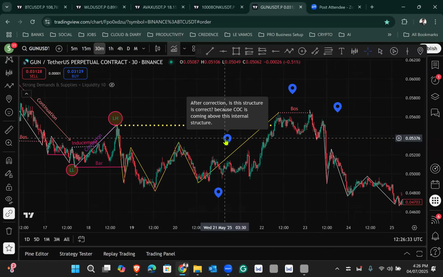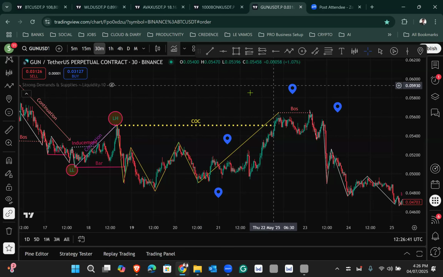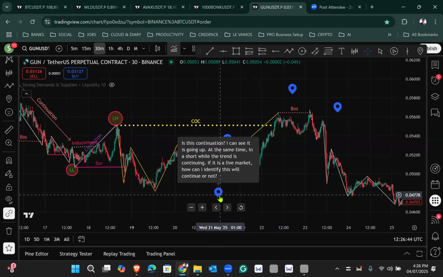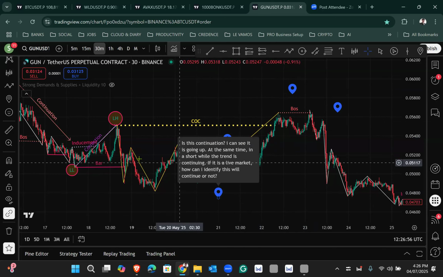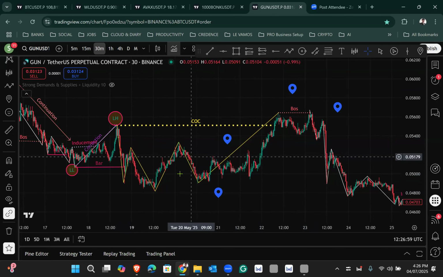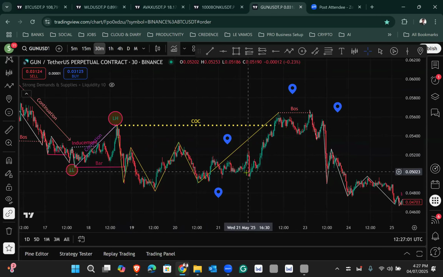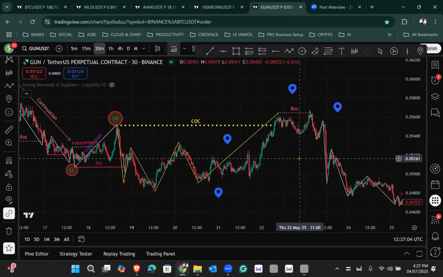Let me see what this note I mentioned here after correction is. Is the structure correct because the CHoCH is coming above the internal structure? Yeah, it's clear now. Is this continuation? I can see it is going up. If the short trend is continuing, if it is a live market, I can identify whether this will continue or not. So if, for example, this is a live market, we have to wait. Correct? We have to wait to see where the direction is going, because now this is backtesting.